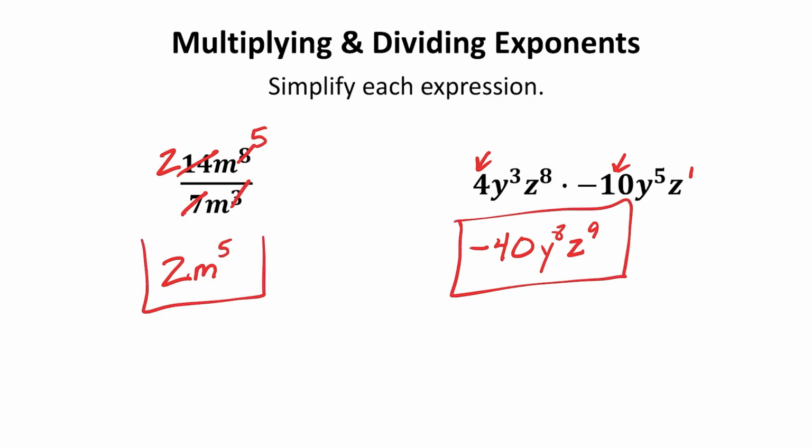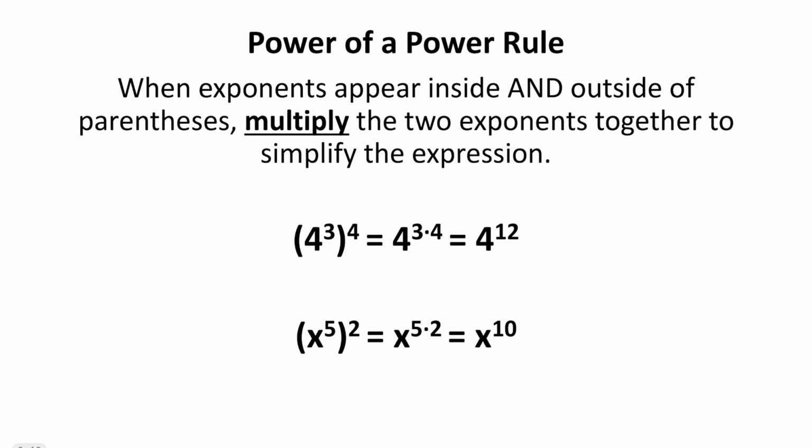If you want to write them out in expanded form and cancel and count stuff up, have at it. But you can use these shortcuts now that we've been working on them for a few days, all right? Now I want to talk to you about something called the power of a power rule. What that means is you have an exponent and you take it to another exponent. So when exponents appear inside and outside of parentheses, here's the rule. You multiply the two exponents together to simplify it, okay?